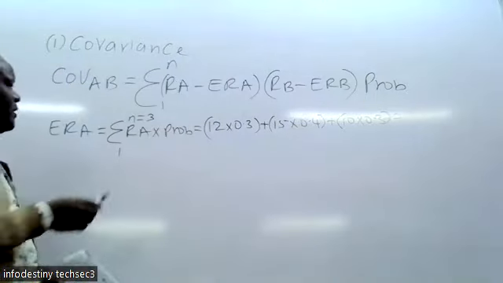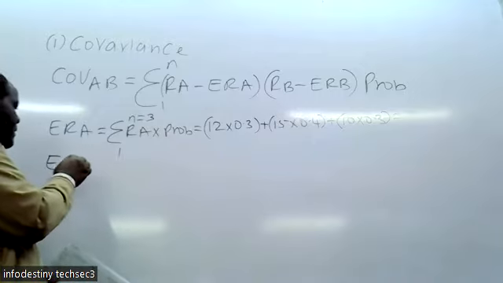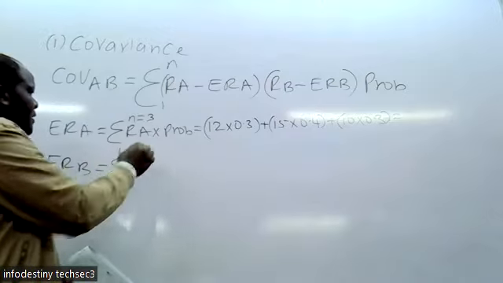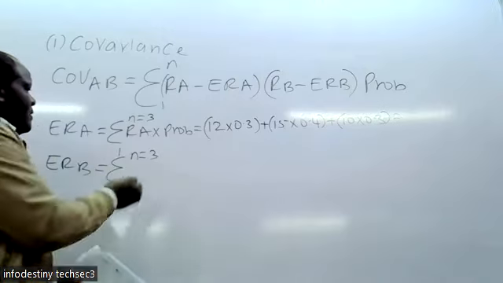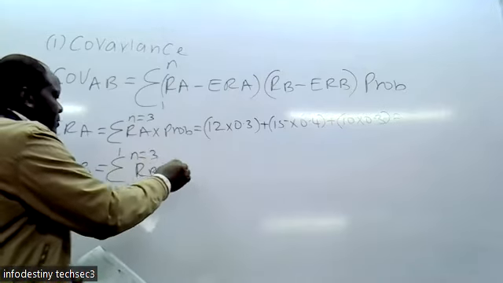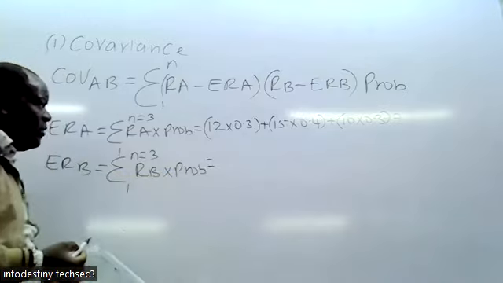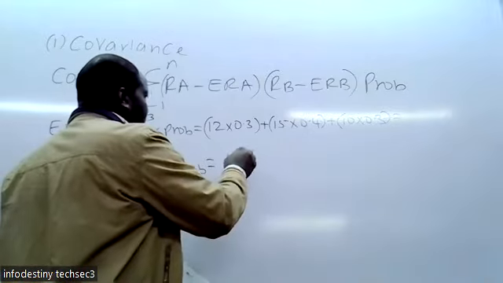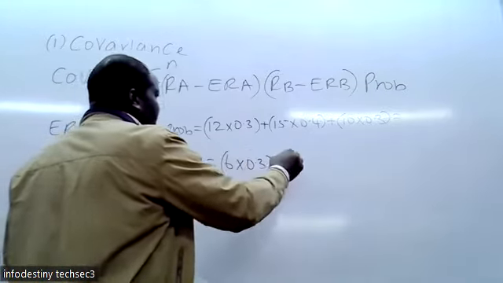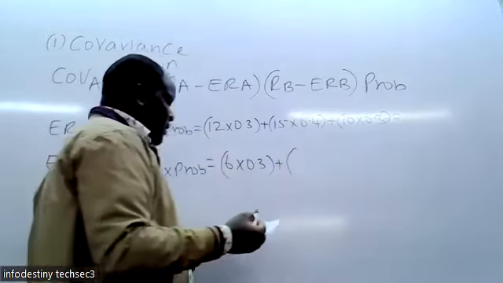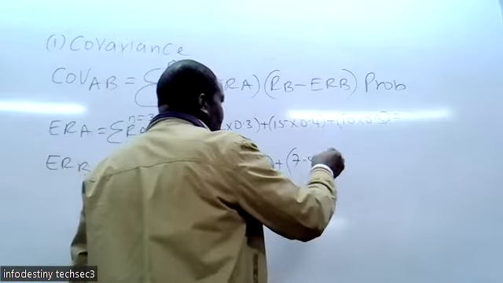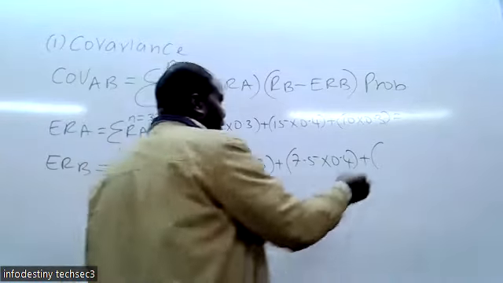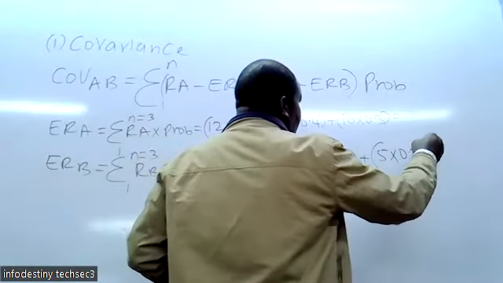Then we also calculate the expected return for B, where you also take the summation from the first to the last. N is 3. So return for B multiplied by the probability for each one of them. The first return for B is given as 6, probability of occurrence is 0.3. The next return for B is 7.5 multiplied by 0.4. Then the last one is 5 multiplied by 0.3.